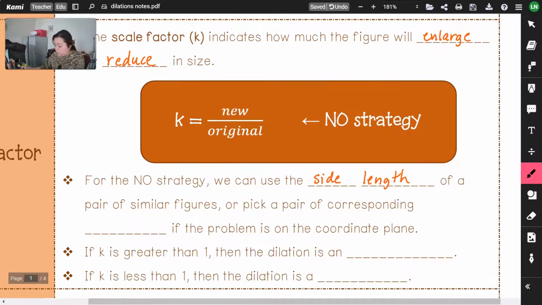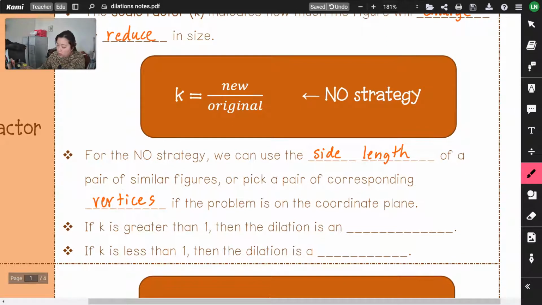Well, if we're on the coordinate plane, we need to pick a pair of corresponding vertices instead, since we can't really be counting up all those side lengths. More on that in a little bit. Okay, if K is greater than 1, then the dilation is an enlargement. That makes sense, because if you say something is 2 times bigger, you wouldn't say 2 times smaller. So if the scale factor is 2, it's getting bigger. It's an enlargement. Whereas if K is less than 1, the dilation is a reduction. So like 1/3, 0.2, stuff like that. That means it's getting smaller. Because if you have half of something, then you have less of it, right? So less than 1 means it's a reduction.